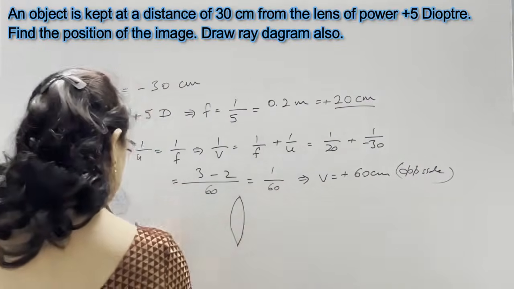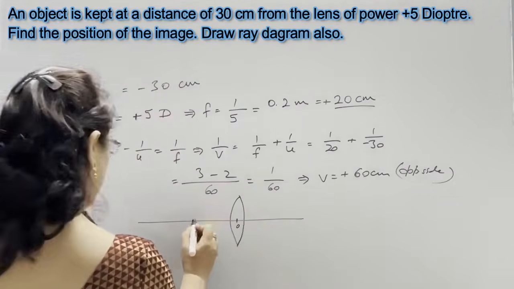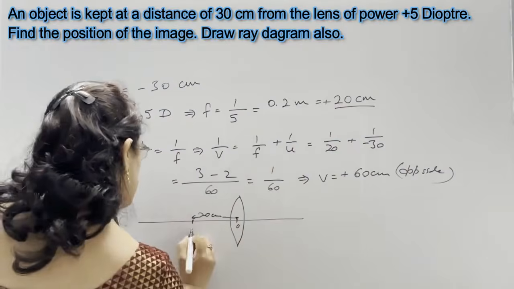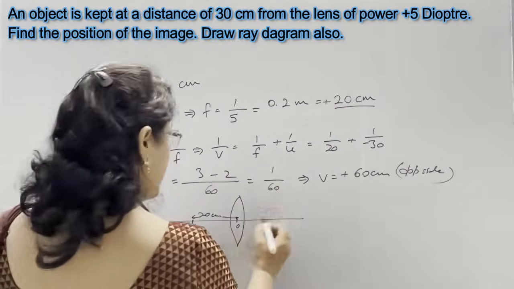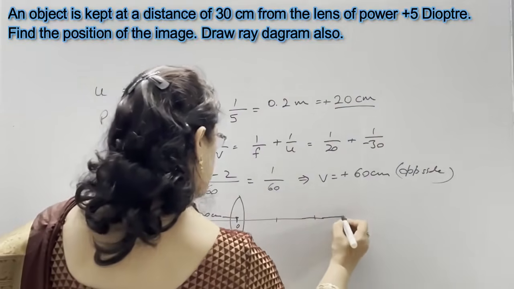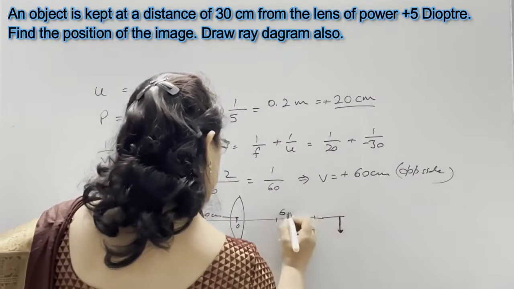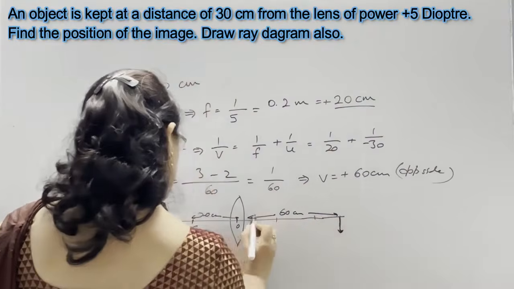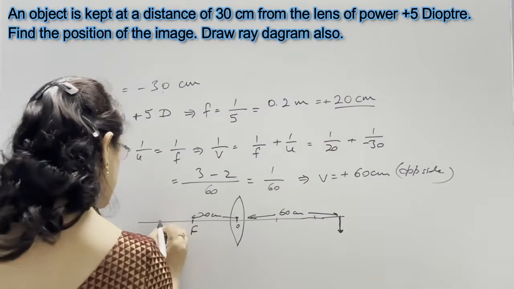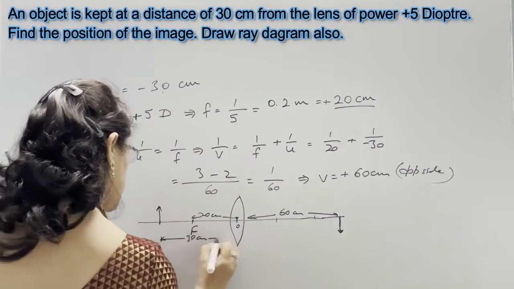So this is the convex lens, this is the optical center, this is the focal length, and focal length we have calculated as 20 centimeter. So this is 20 centimeter, this is first focal length, and then image is forming at 60: 20, 2F 40, and 60. Beyond 2F this image is forming, beyond 2F at a distance of 60 centimeter. And object is placed at a distance of 30. It means this is the distance of object, U is equal to 30 centimeter.